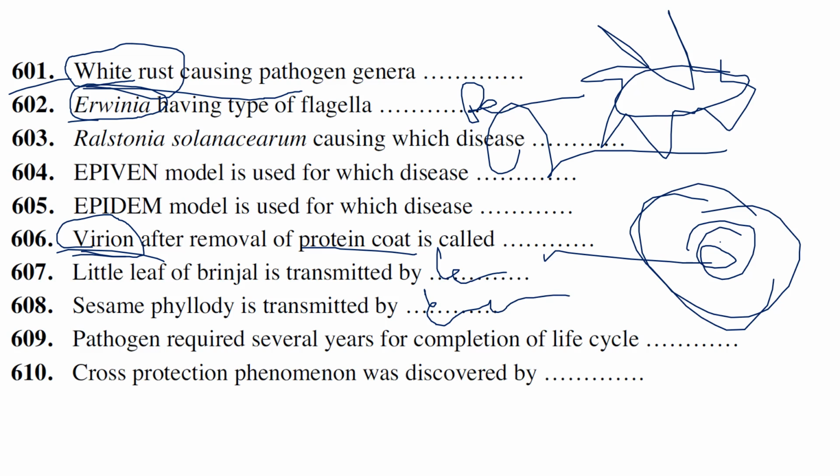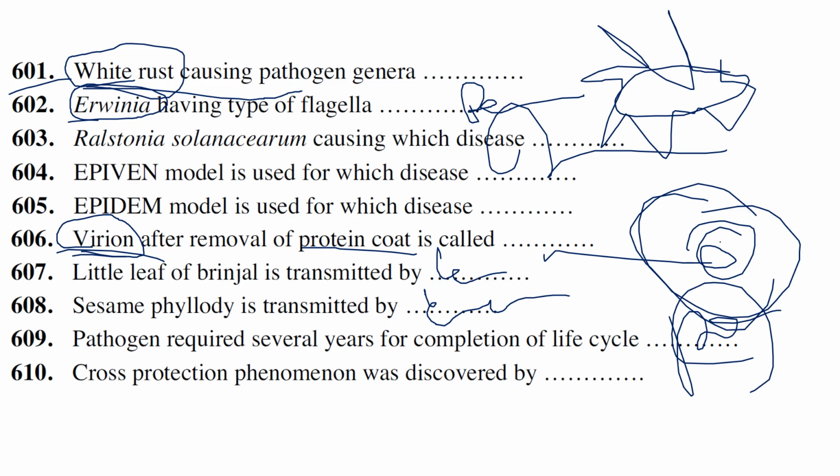Pathogen requiring several years for completion of its life cycle is known as polyetic. There are three kinds of pathogens: monocyclic pathogens, polycyclic pathogens, and polyetic pathogens. Monocyclic means the pathogen completes its life cycle in a cropping season. Polycyclic means the pathogen completes many life cycles in a single cropping season. Polyetic means the pathogen requires 1 to 2 years to complete the life cycle. The best examples of polyetic diseases are Dutch elm disease, Citrus tristeza virus, and such kinds of diseases.